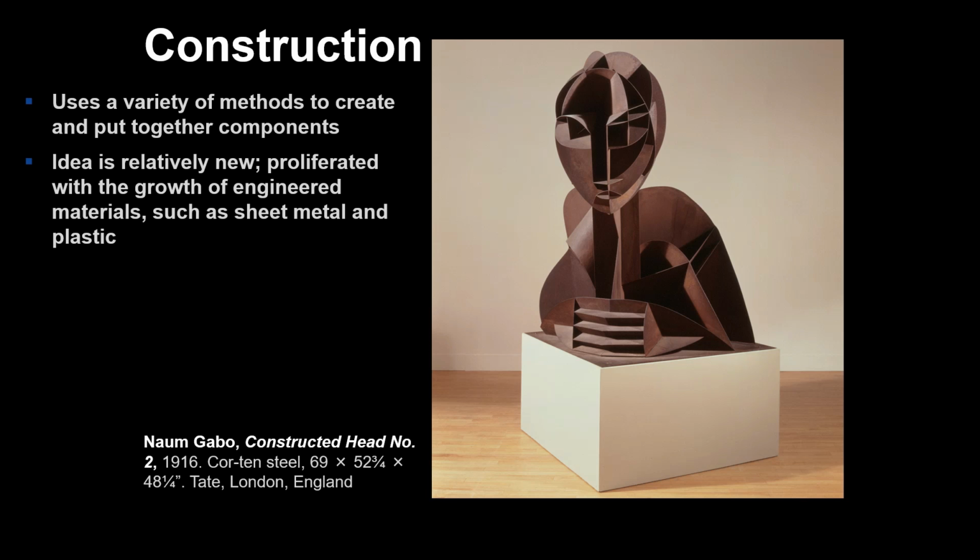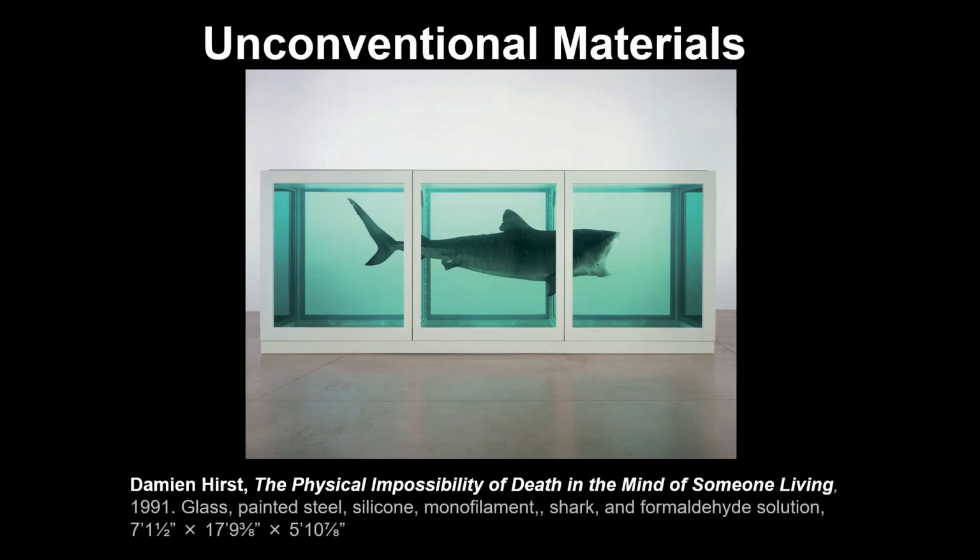Construction uses a variety of methods to create and put together components. This is relatively new. This came about with the invention of mass-produced materials like mass-produced steel and glass. So just in the same way a building can be constructed from pre-made parts, girders, and sheets of metal and glass, so too can sculpture be welded together or assembled in other ways, constructed basically to create an image. So in this image by Naum Gabo, we see the artist has taken various pieces of steel and welded them together to create a sculpture.